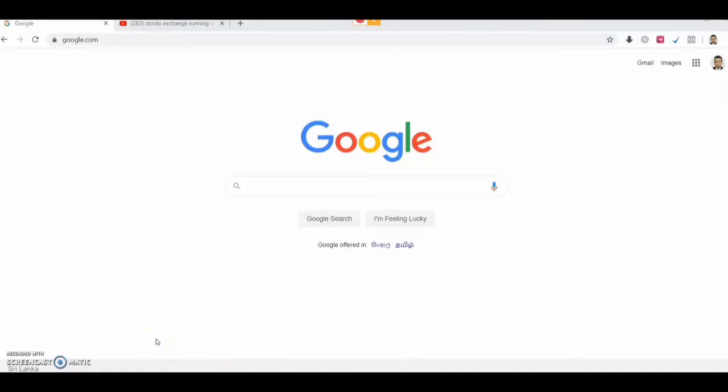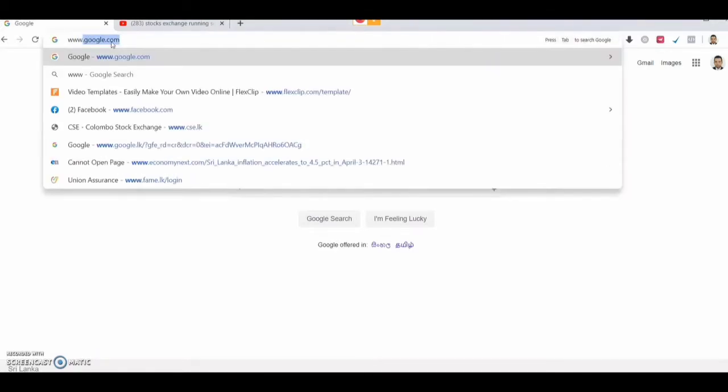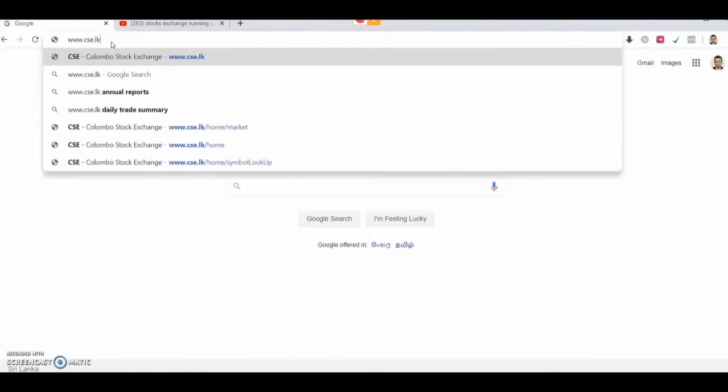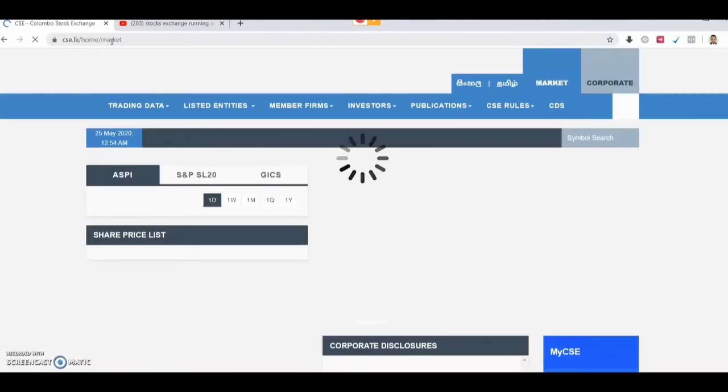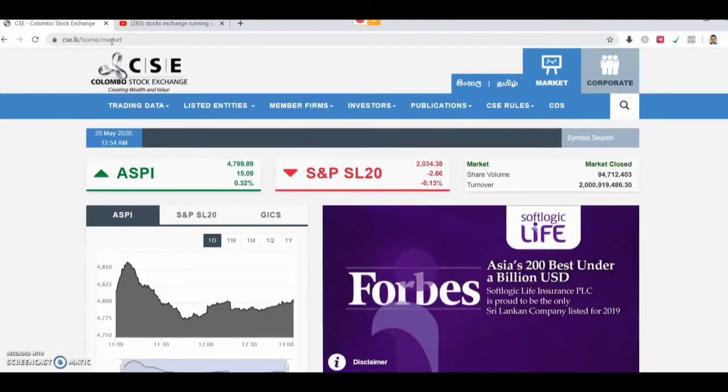We're going to see a quick summary or quick understanding of the Colombo Stock Exchange website. To go to the website, you need to type www.cse.lk. That's the Colombo Stock Exchange website. Once you enter, you will be directed to a page like this. This is the home page of the Colombo Stock Exchange.